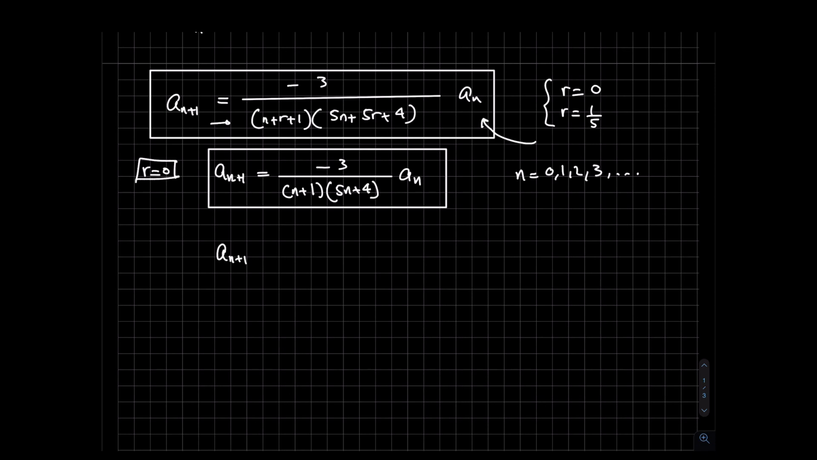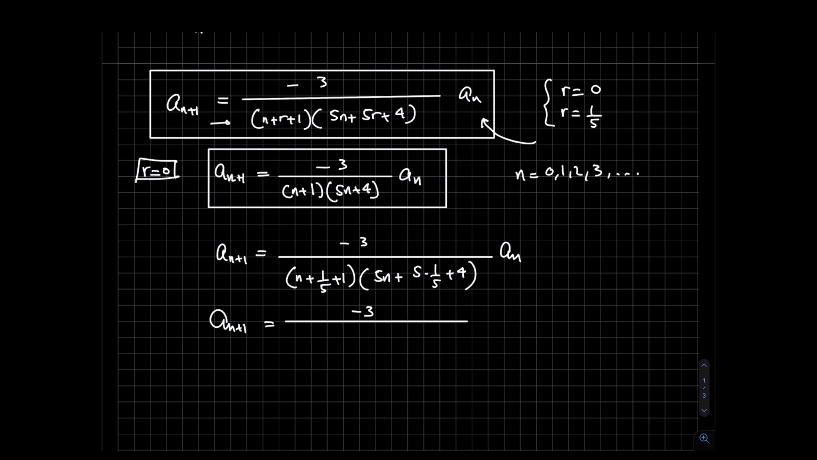So a_{n+1} is equal to, so it's minus 3. So r is now 1/5. So I'll have (n + 1/5 + 1) and (5n + 5 times 1/5 + 4) a_n. So a_{n+1} becomes negative 3. So this part becomes 5n. 5 times 1/5 is 1, plus 4 is 5, so plus 5. And here I have n + 1/5 + 5/5, 6/5.